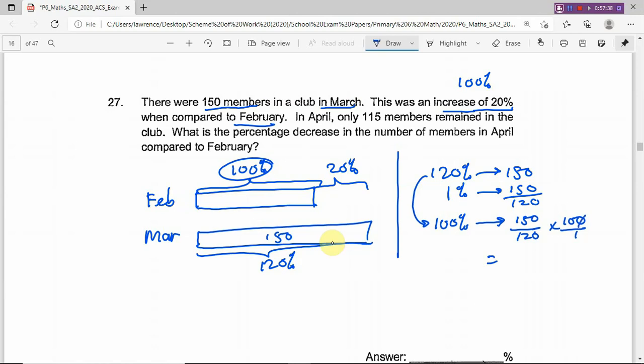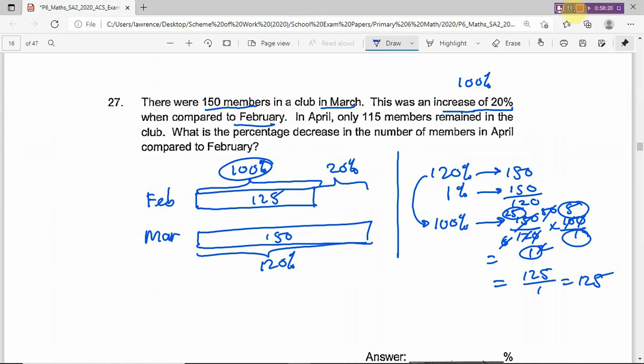So now you can cancel: 12 divide by 2, 10 divide by 2, and then 6 divide by 3, and 150 divide by 3. 150 divided by 3 is 50. 2 divided by 2 is 1. 50 divided by 2 will be 25. And then you circle the numbers that you never cancel and you multiply them. So 25 times 5 will be how many? 125 over 1, and you get 125. All right, 125 members in February.